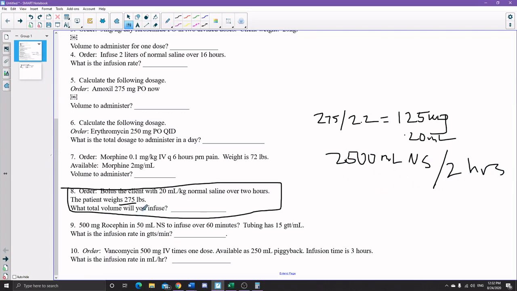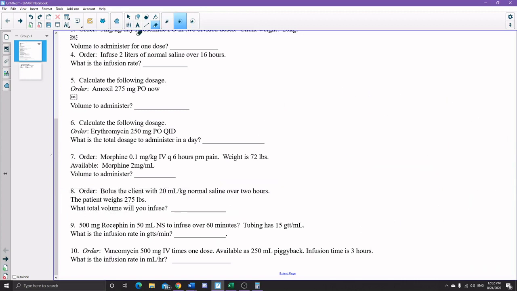And I think that's all it was asking us, because usually these kinds of questions are like, how much would you infuse in 1 hour? But here we only need the total volume, and that's 2,500 ml of normal saline. Okay? So, pretty simple. Alright, 9.